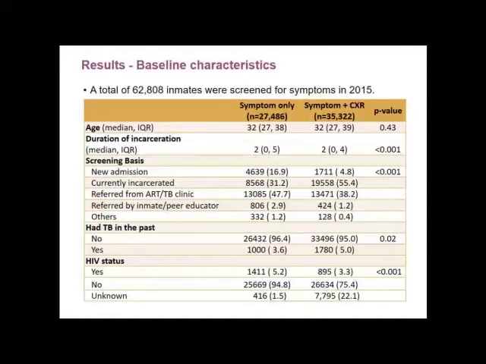A total of 62,808 inmates were screened for initial symptoms. The median age was about 32 years, with a median duration of incarceration of 1 year. About 60% were either newly admitted or currently incarcerated inmates. 4% had a history of TB in the past, and 4% were known HIV positive.